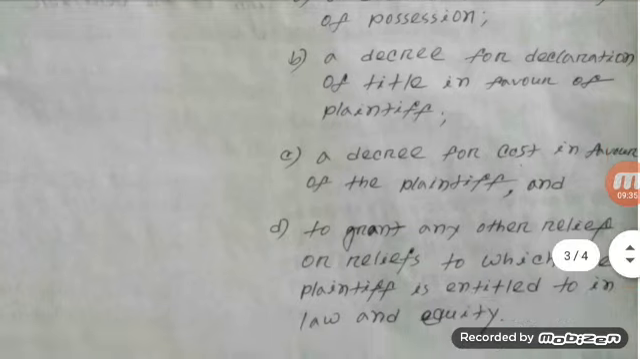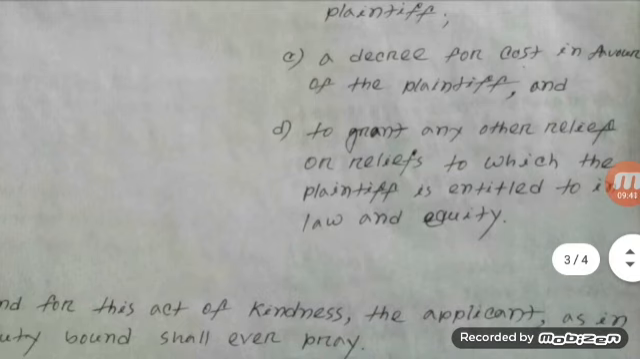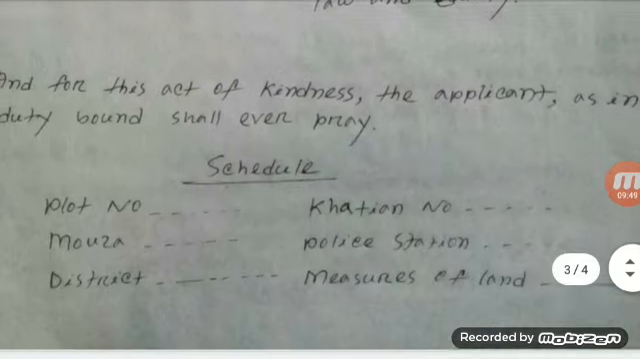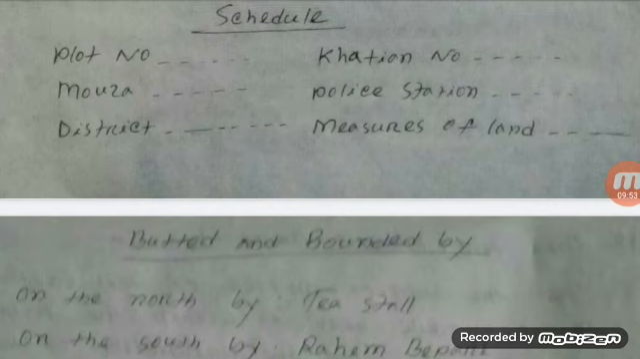And third relief, a decree for cost in favor of the plaintiff. Okay, and fourth, to grant any other relief or reliefs to which the plaintiff is entitled in law and equity. Okay, after mentioning that prayer portion, we will write, because it is a suit for recovery of possession, for that reason we will give a schedule.